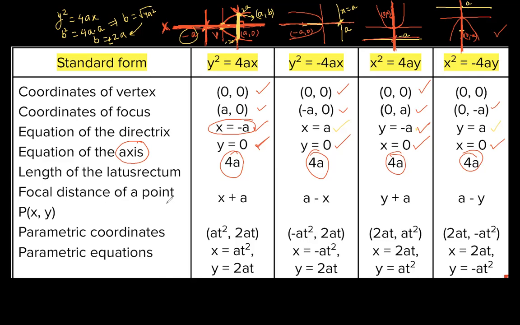Now, the focal distance of a point. The focal distance is the distance from the focus. If any point is there, we have to find its focal distance. The focal distance is given by x plus a: the x coordinate plus a.